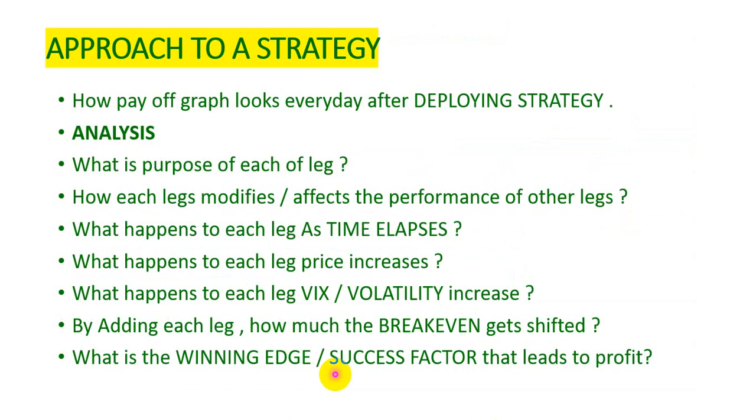Any strategy which you take, you just target these things. What happens every day, not the expiry day payoff graph, every day? Why am I deploying each leg? How does each leg modify the other leg? What happens to each leg as time elapses? What happens to each leg as price fluctuates? What happens to each leg if VIX changes? By adding each leg, how much does break even get shifted? What is the winning edge in my strategy? You ask all these questions before and after deploying a strategy. Then only you can travel, or else it will be difficult to know what we are doing.